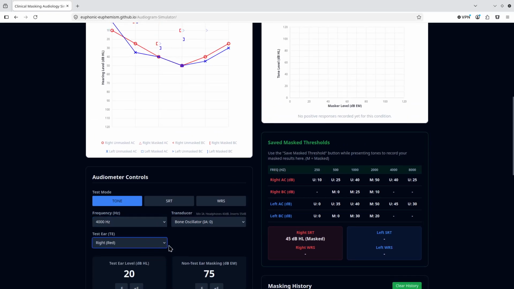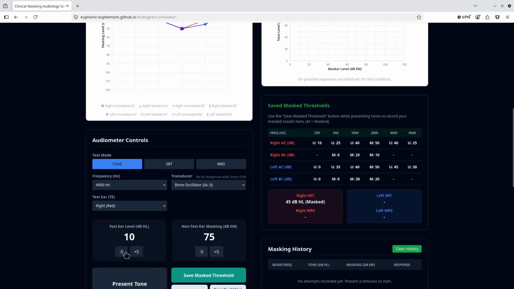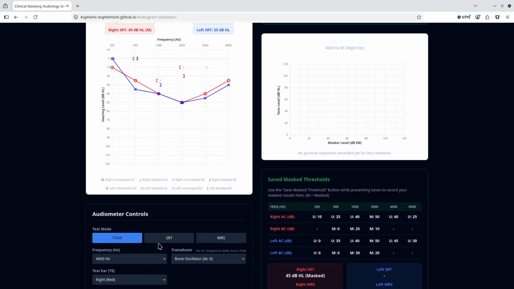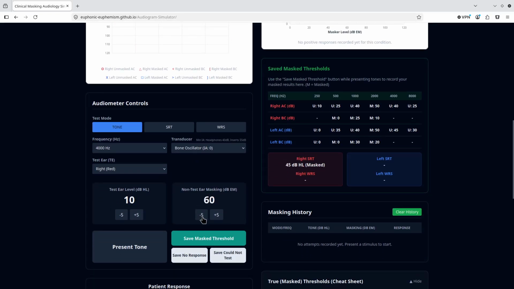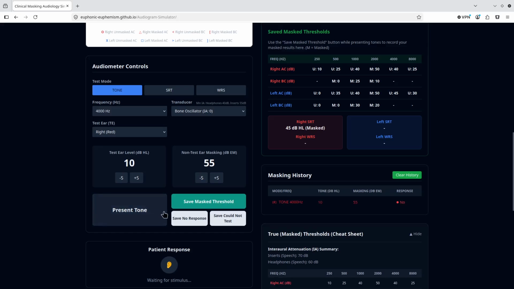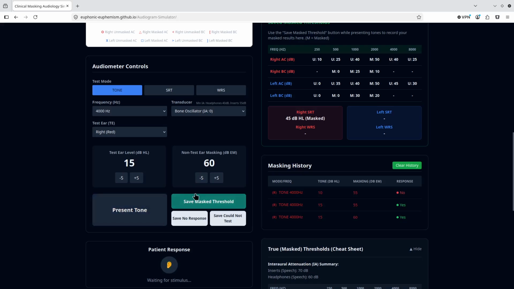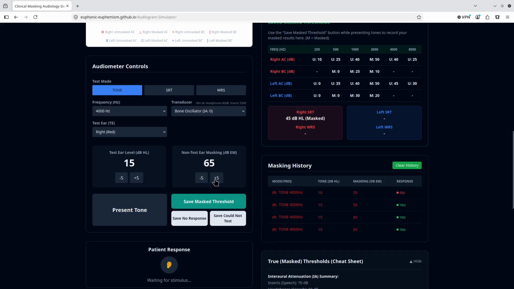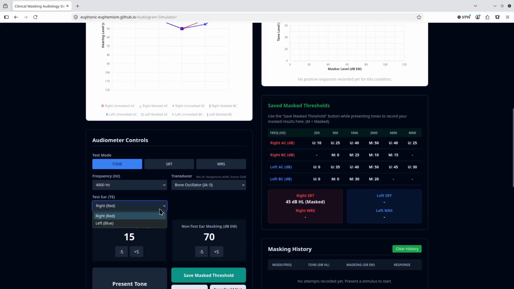Now we've got to go to 4,000 hertz. We're starting in the right ear at 10 dB. In the non-test ear, we have 45 dB, and we're going to start at 55 dB. There is no occlusion effect here, and we're not even going to add the safety factor. We're going to present the tone: no response, go up on the tone, response, go up on the noise, response, go up on the noise, response, go up on the noise, response. We've reached plateau there.